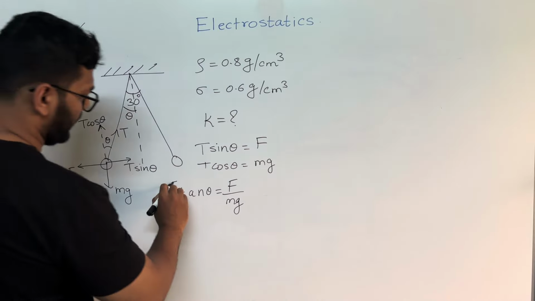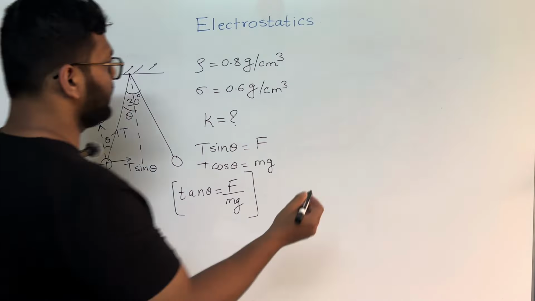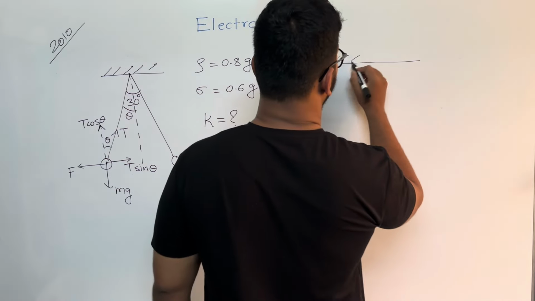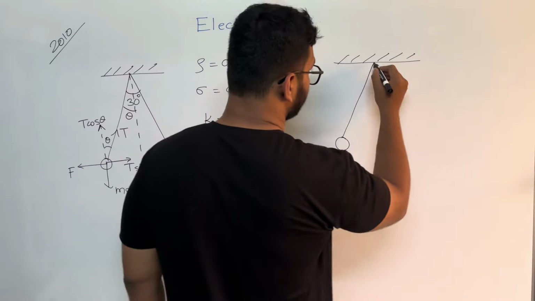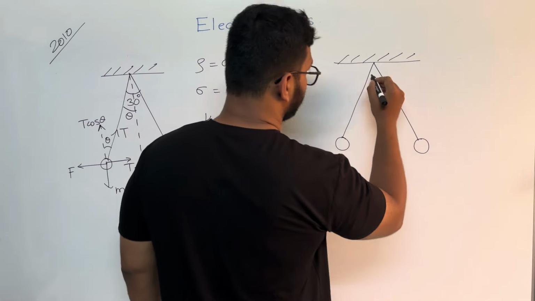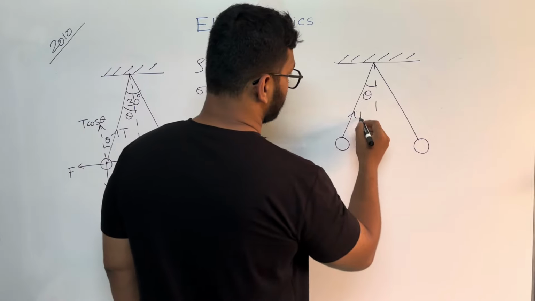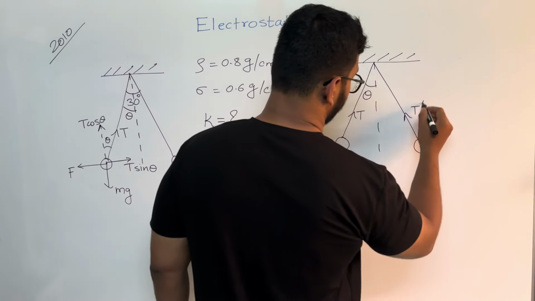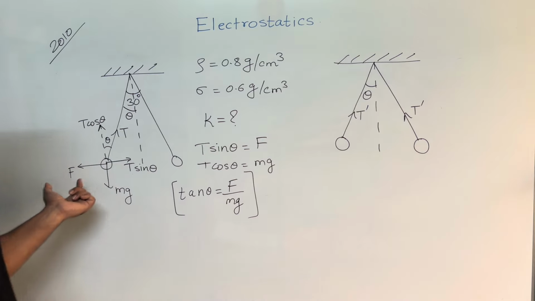Okay. So I got tan theta is equal to F by mg. This is in vacuum. Now we are placing it in some other medium. Now the angle is not changing, right? So let's keep the angle the same. This is angle theta. The tension is T. The tension will not be the same, by the way, it is T dash. Why? Because your force will be different.